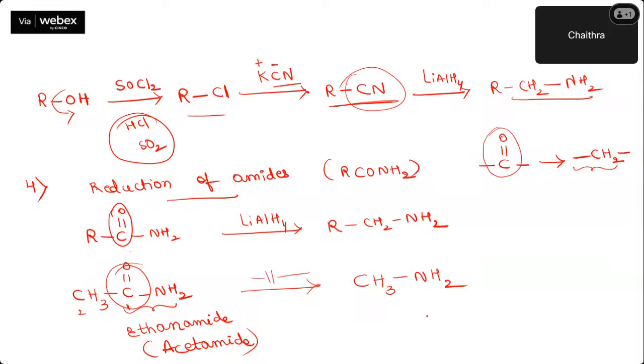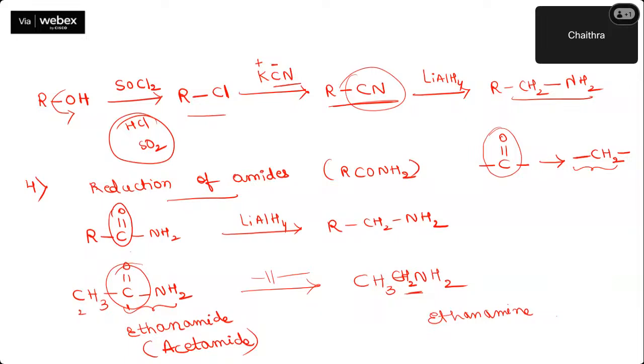So, I'm sorry, this you have to convert into CH2. So you will get ethylamine. You just keep CH3 as it is and the C double bond O you convert to CH2. So you get ethanamine. So this is another method of preparation. Okay, very good, Lakshmi.